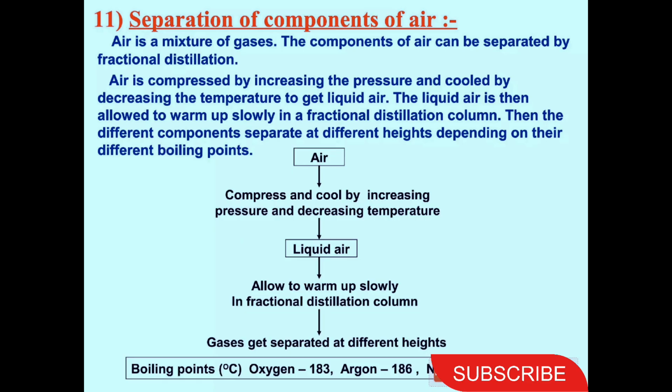Already I said this example, air: if you compress and cool it by increasing pressure and decreasing temperature, we will get liquid air, and it is allowed to warm up slowly in a fractional distillation column. And when you pass it through the experimental setup, gases get separated at different heights. Already I said nitrogen we will get at minus 196 Kelvin, argon we will get at minus 186 Kelvin, and oxygen we will get at minus 183 Kelvin.